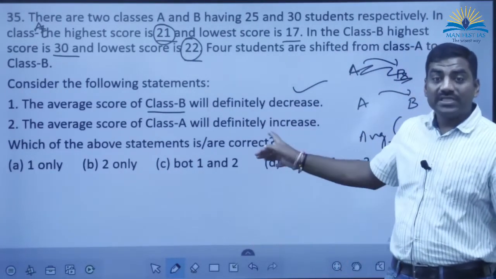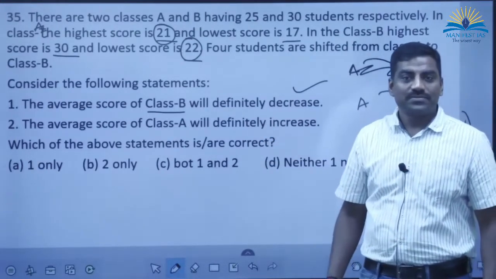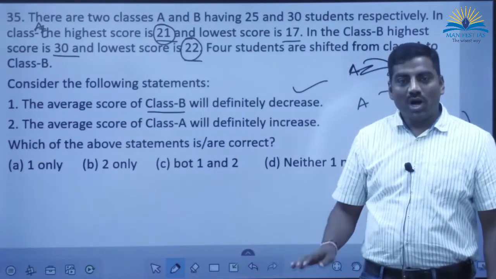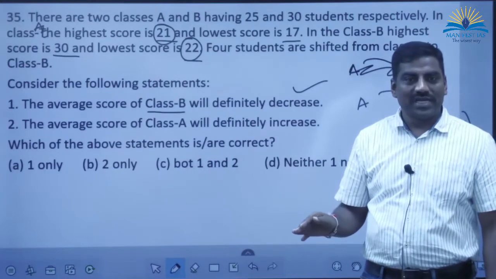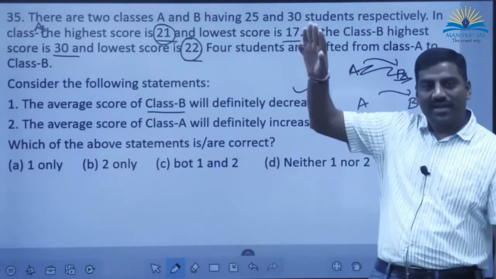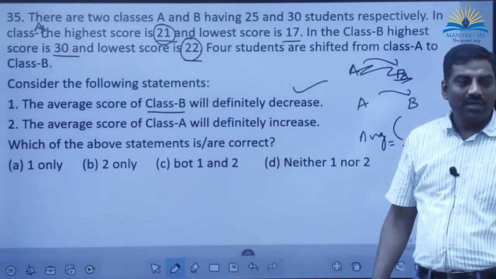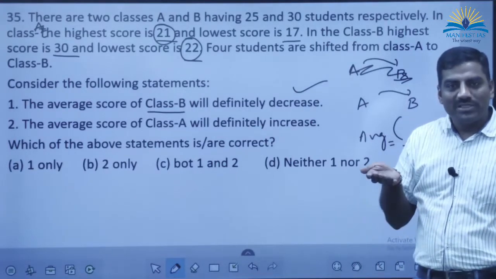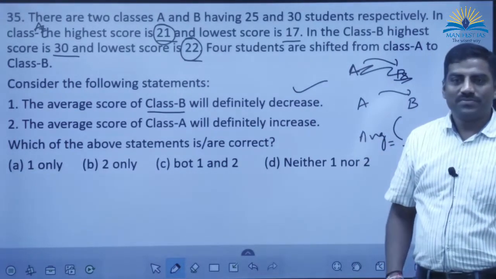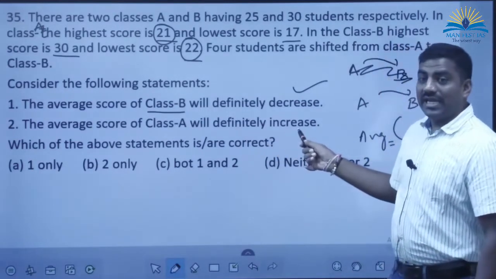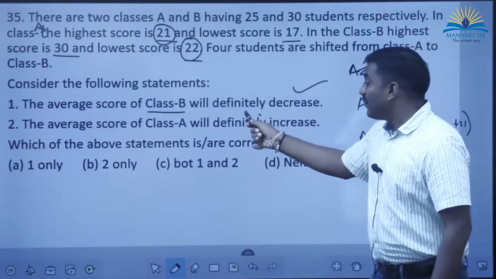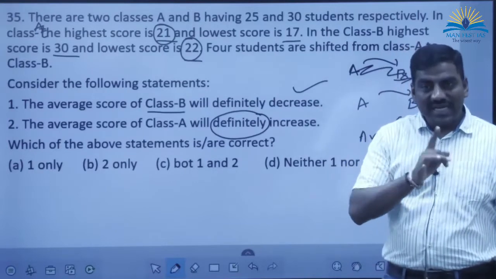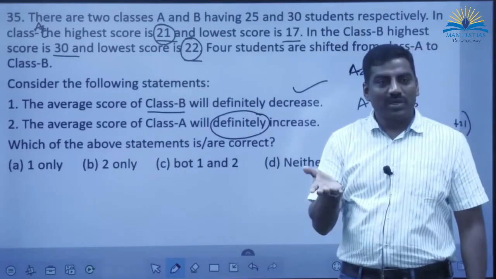What if they have sent the worst performers of that class? Getting my point? So the weaker people have gone there, na? Weaker people have gone there. So class A's performance will be increased. So what they are telling is definitely, this is the key. If they send the weakest of the people, their performance will increase.